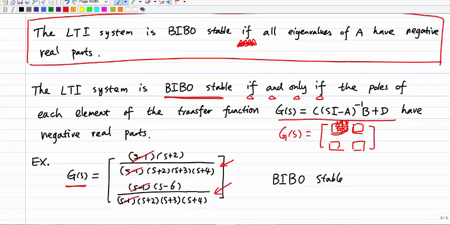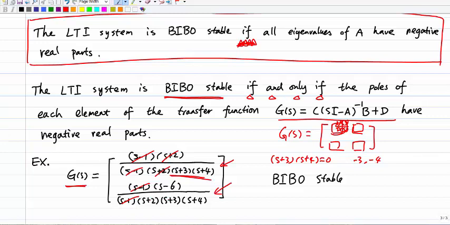Because for this one, notice that this cancels out, right? This is cancelled out. This is cancelled out. So they're not poles, okay? They're cancelled out. You don't consider them as poles. So for your poles, you set the denominator (s plus 3), (s plus 4) to be 0. You have two poles: one is negative 3 and one is negative 4. Yeah, they have negative real parts.